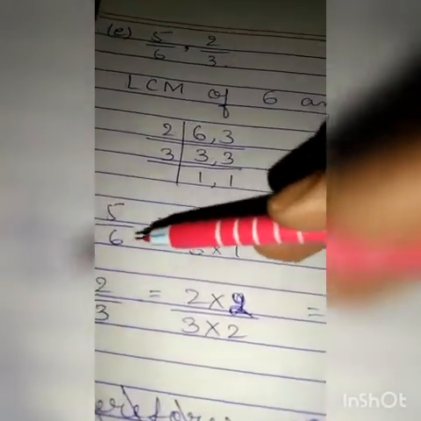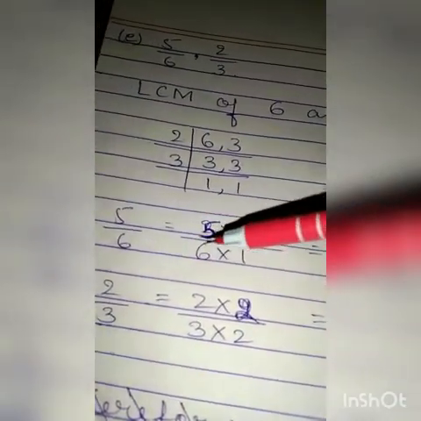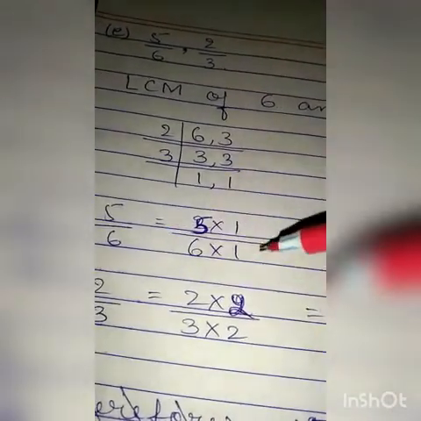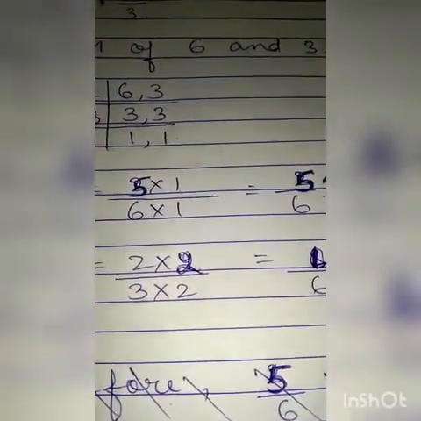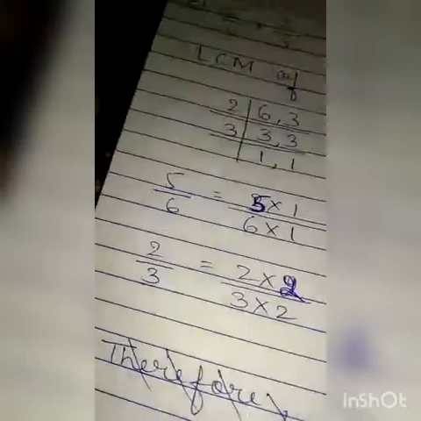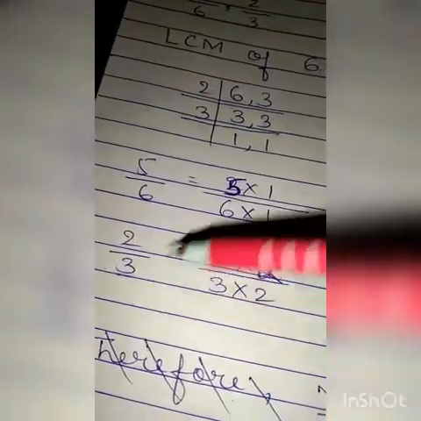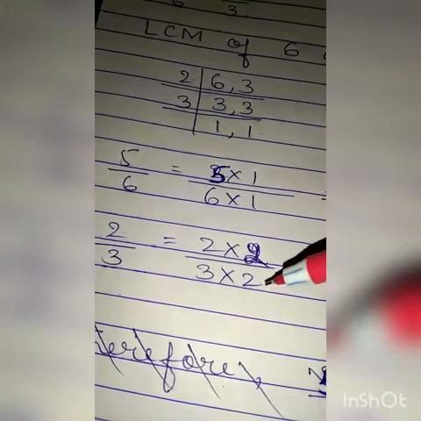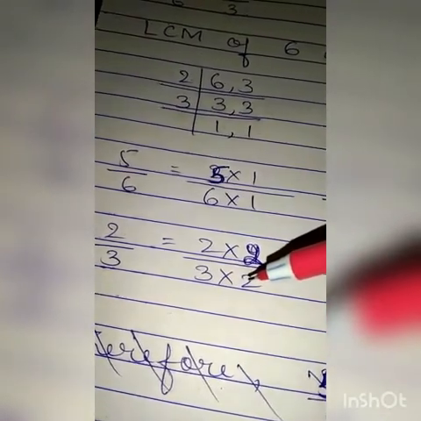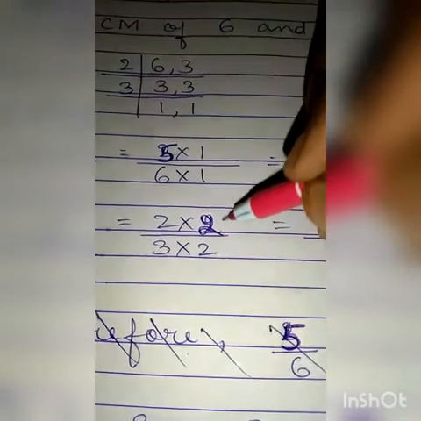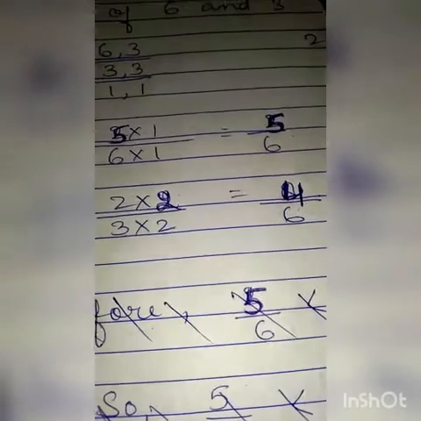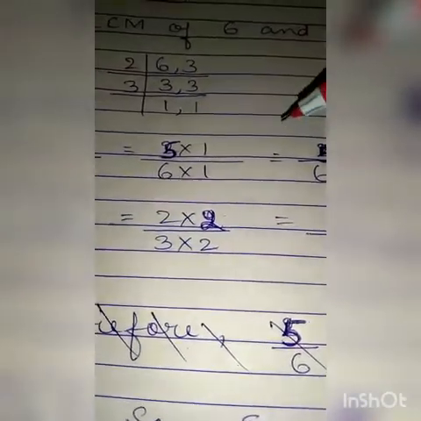Now we have to make both the fractions' denominators equal to 6. Now 6 is already 6, so what will we do? We will multiply 6 by 1. 6 1s are 6, and 5 by 1, 5 1s are 5. So the first fraction is 5/6 only. Now the second fraction is 2/3. In 3's table, 6 comes 2 times. So children, 3 2s are 6. 2 2s are 4. As we have written 2 here, we will write 2 here also. 3 2s are 6 and 2 2s are 4. So the second fraction is 4/6.